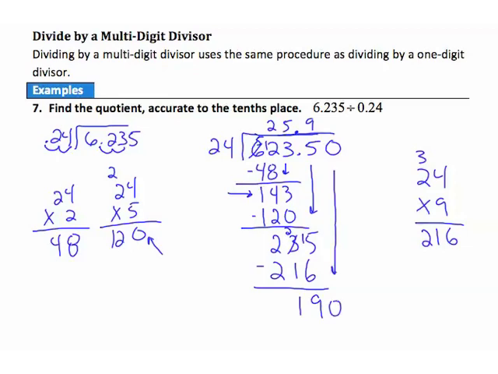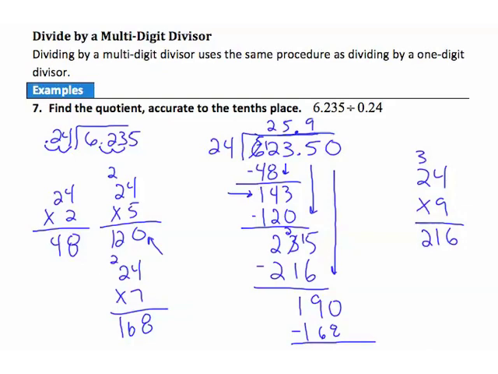And now we're doing 24 into 190. Well, we've got to do another guess and check here. Here 5 was 120. We want to get to 190. Let's try 7. So let's try 24 times 7. See how that does. 7 times 4 is 28. Carry the 2. 7 times 2 is 14, plus 2 is 16. 168. That seems close.